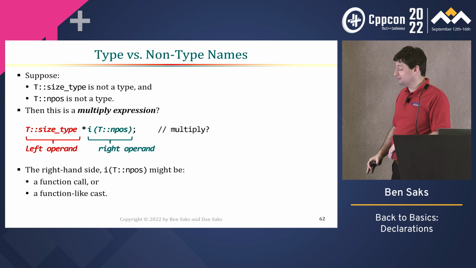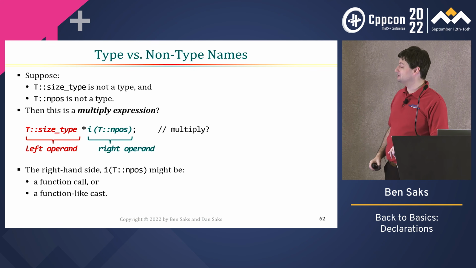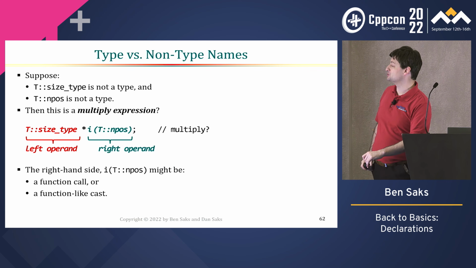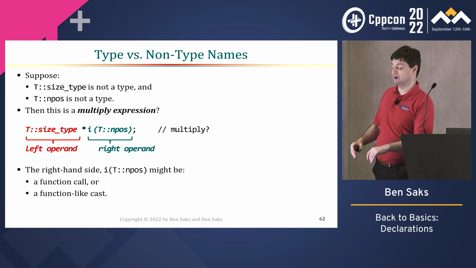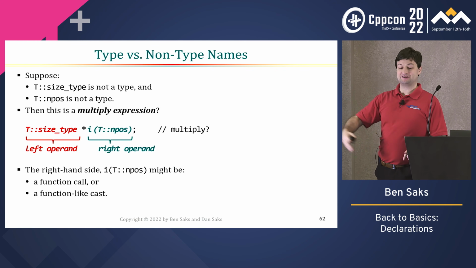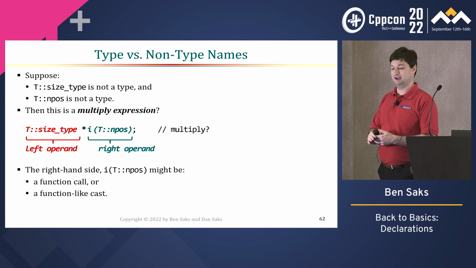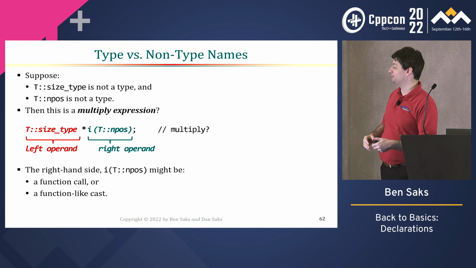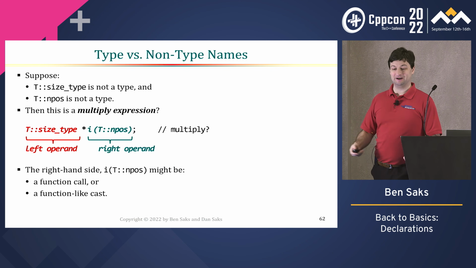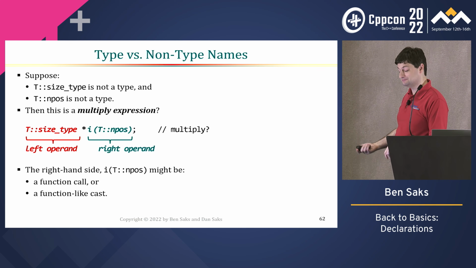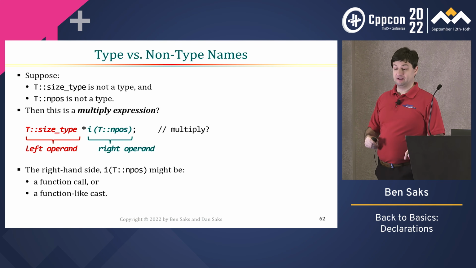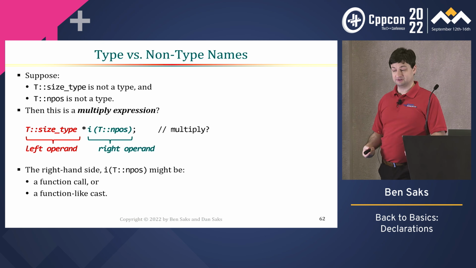But the compiler would be willing to accept that. It would be willing to read that, if both of those things were non-types, as, okay, well, I is the name of a function that's being invoked and being passed the value npos as the right operand of a multiply, where size type is the left operand of the multiply. I say I could be a function. It could also be a function-like cast, something like that.